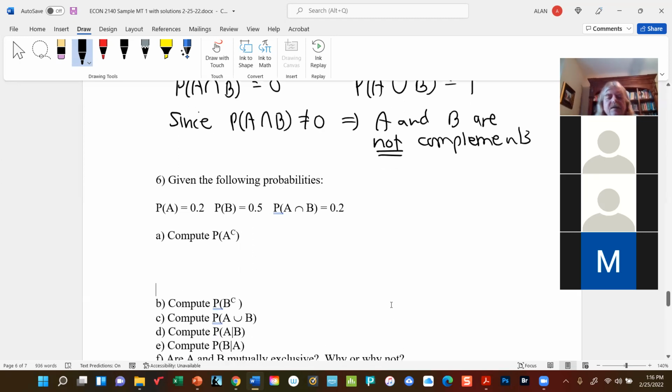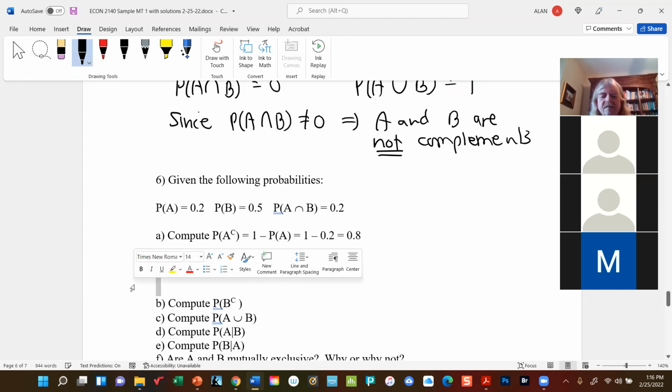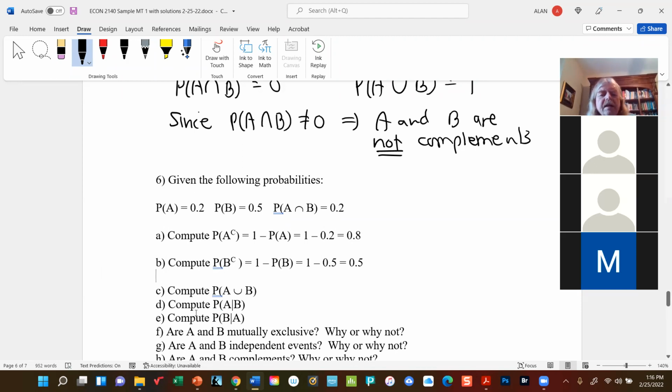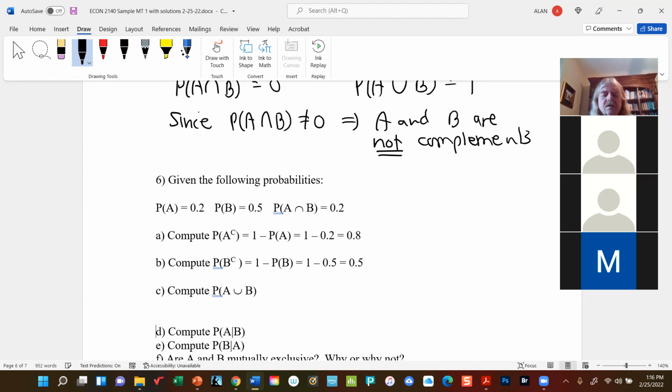Okay, so for example, here, we have the complement rule. One minus 0.2 is 0.8, end of story, that's it. How simple is that? 1 minus P(B). How easy is that? 1 minus 0.5 is 0.5. Now for the union, we're going to use the addition rule.